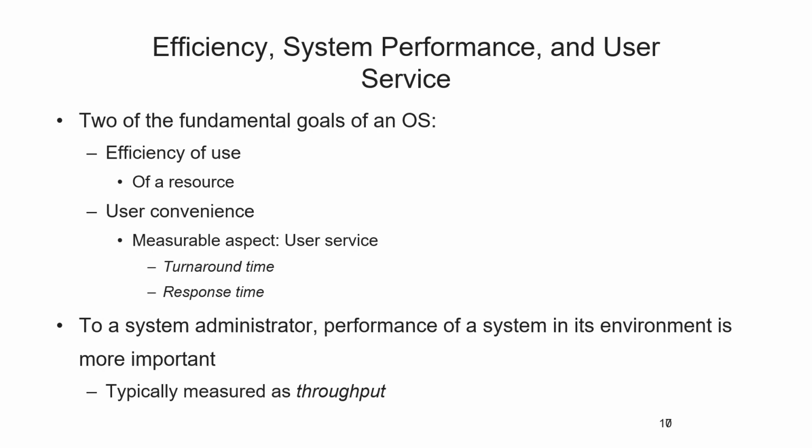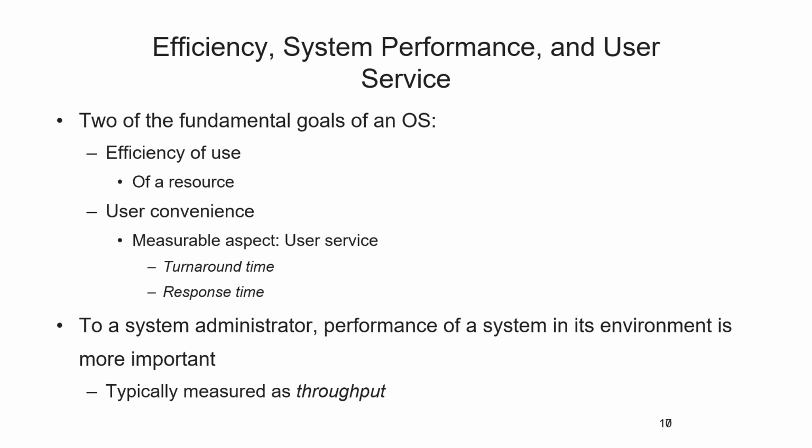Is it clear? Now, the third one is system performance. To a system administrator, the performance of a system in its environment is more important. How can we calculate the system performance in its particular environment? That can be calculated based on throughput. Based on the throughput, we are going to calculate the system performance.